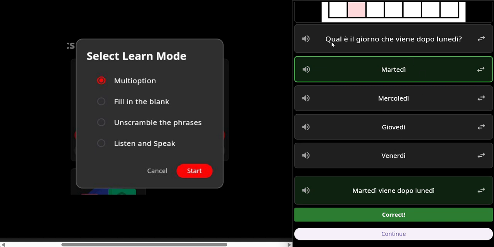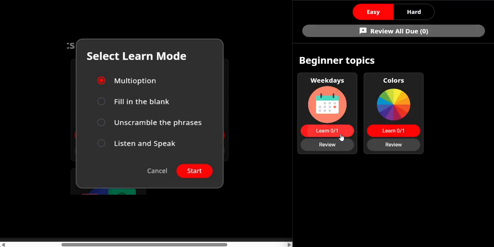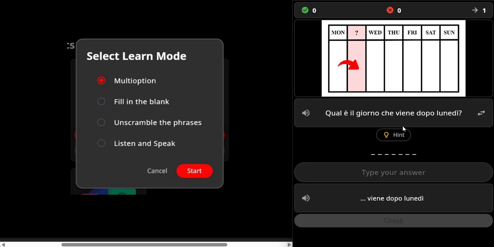So this way, you always learn to ask the question and answer it, not with one word, but with the whole sentence. And in my opinion, this is much more useful than just being able to answer in one word. So the second mode is the write mode where you type your answer.